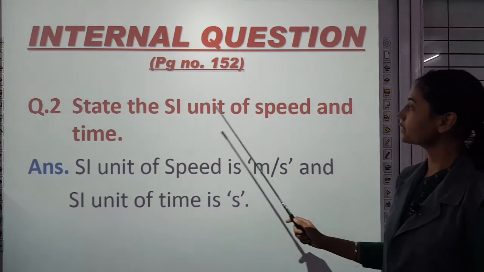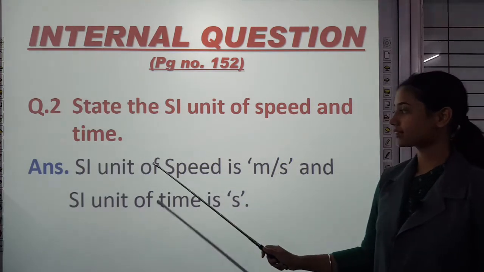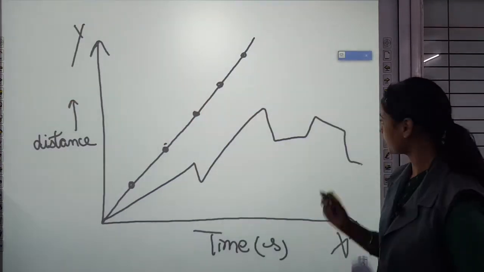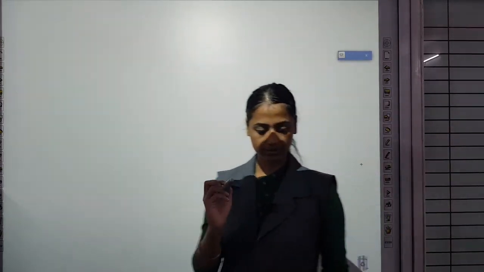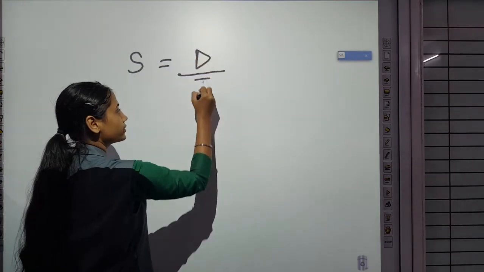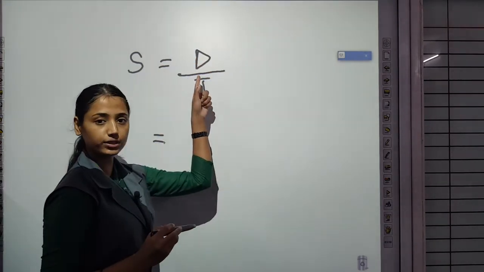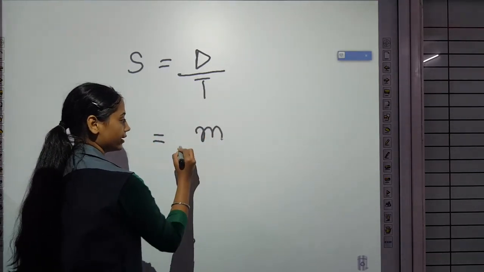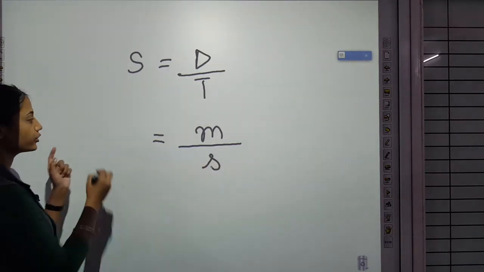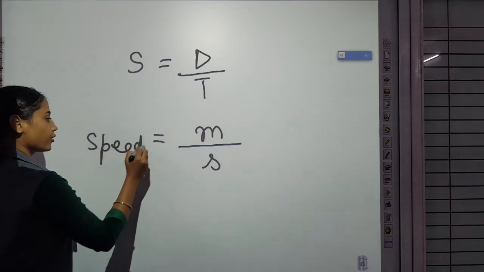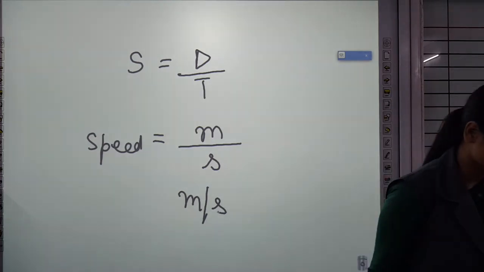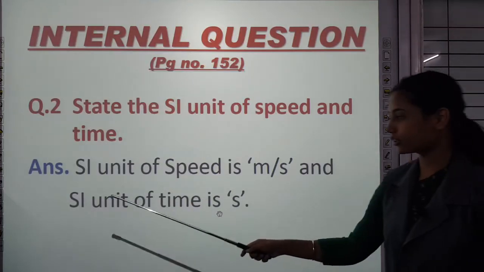Then next internal question on page 152. Question 2. State the SI unit of speed and time. What is speed? Distance upon time. You remember the formula for speed? Speed is equal to distance upon time. Now, what is the SI unit of distance? That is meter. And what is the SI unit of time? This is second. So, what will be the SI unit of speed? It will be meter per second. And the SI unit of time is second.